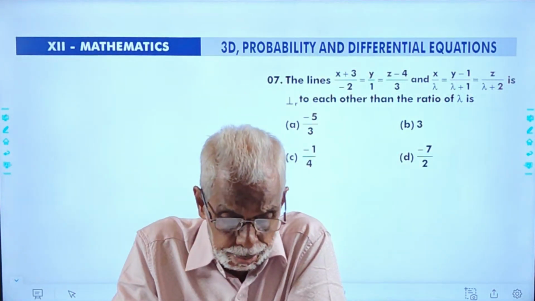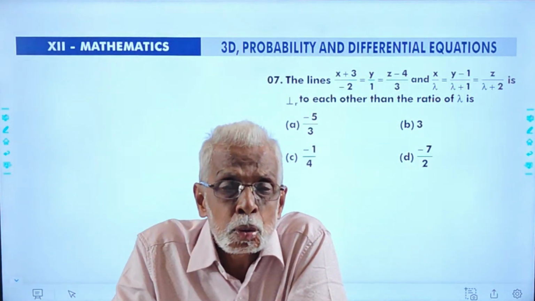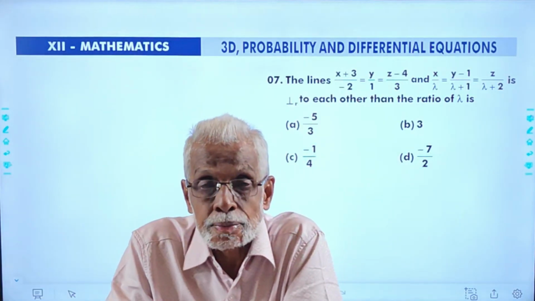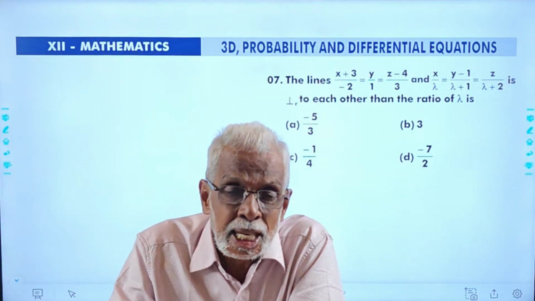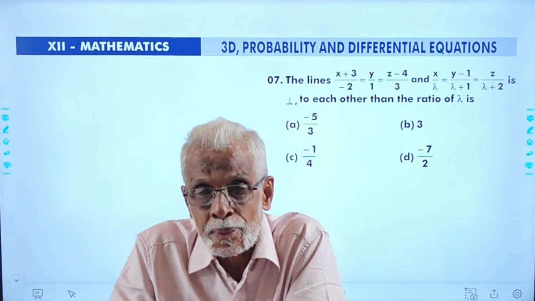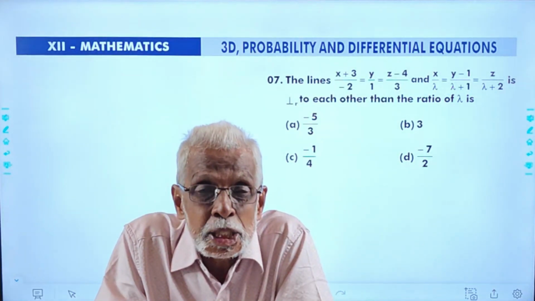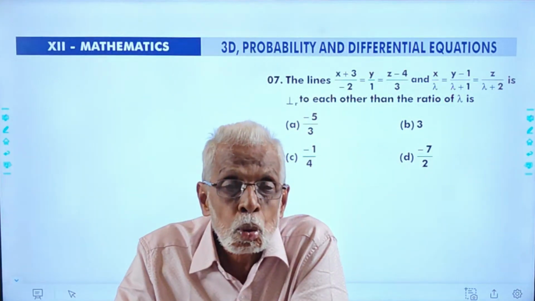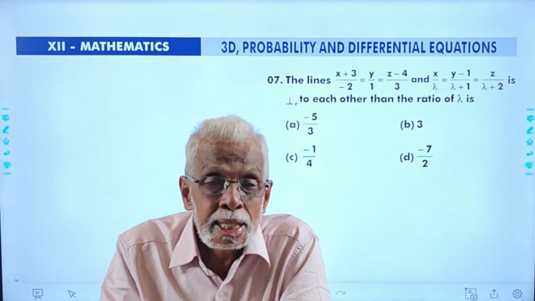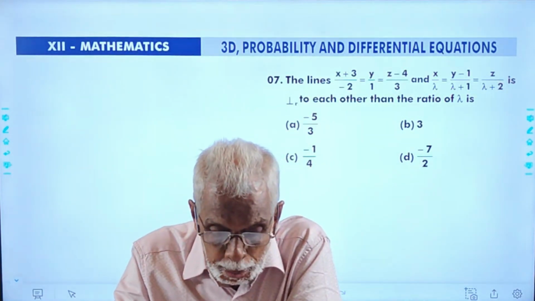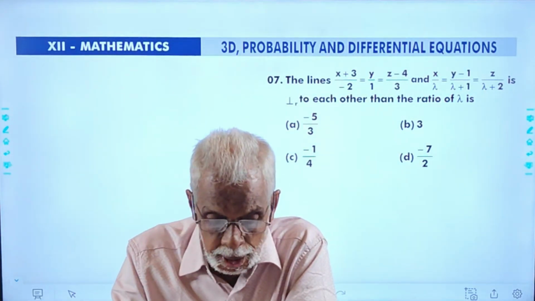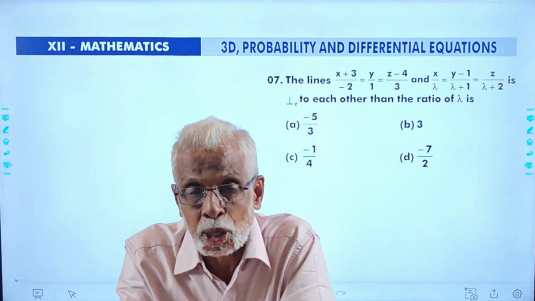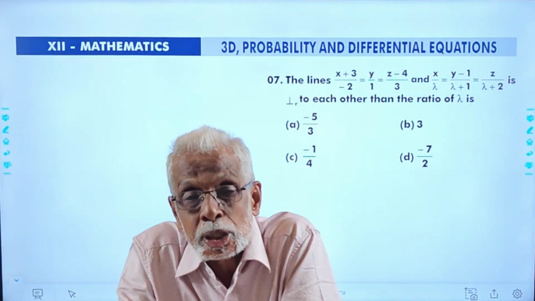The seventh question. We have two straight lines and both lines are perpendicular. In 3D, what is the condition for perpendicularity of two lines? The sum of the products of the direction ratios is 0. For the first line, the direction ratios are minus 2, 1, 3. For the second line, the direction ratios are lambda, lambda plus 1, lambda plus 2. Then, what is the condition? a1a2 plus b1b2 plus c1c2 is 0.